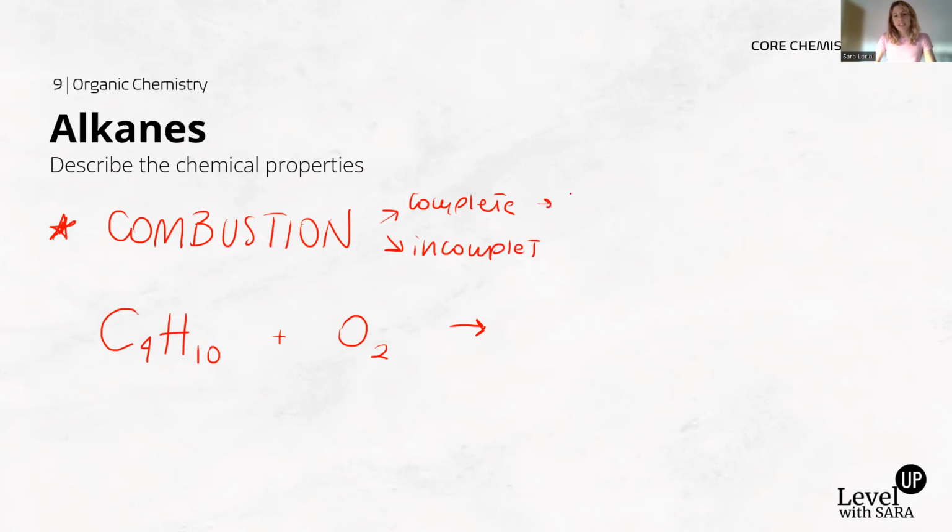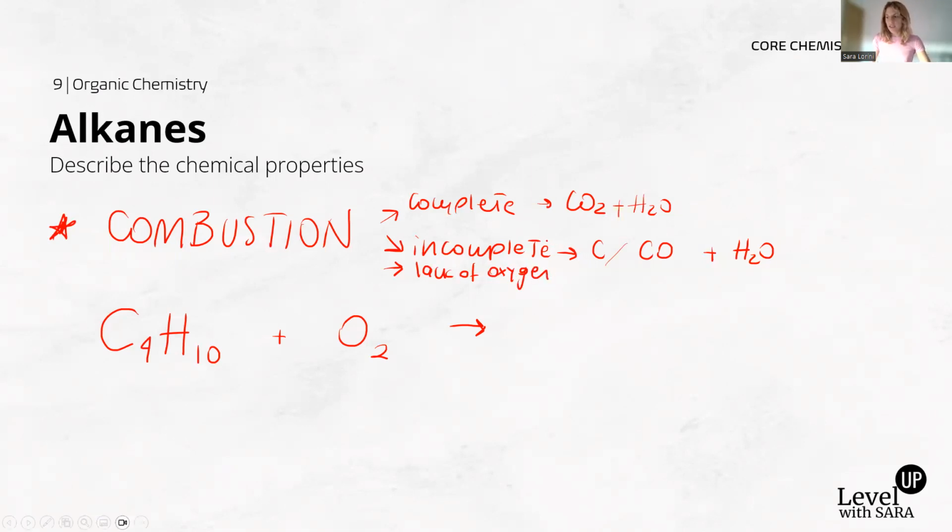Complete, it forms carbon dioxide and water. Incomplete, it could form carbon or carbon monoxide or a mixture of both, and then water escapes. Incomplete occurs because there is a lack of oxygen. That's why it could occur when there is a fault in an engine, or in the heater of the houses. If there is not a good flow of oxygen, incomplete combustion could occur.